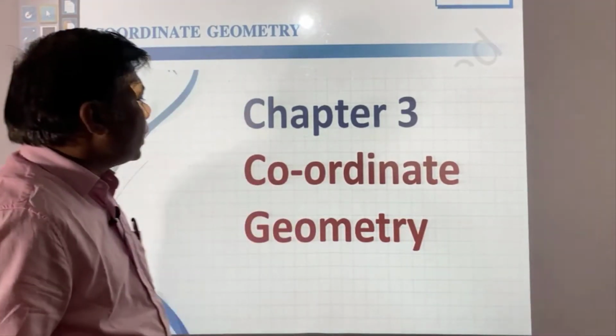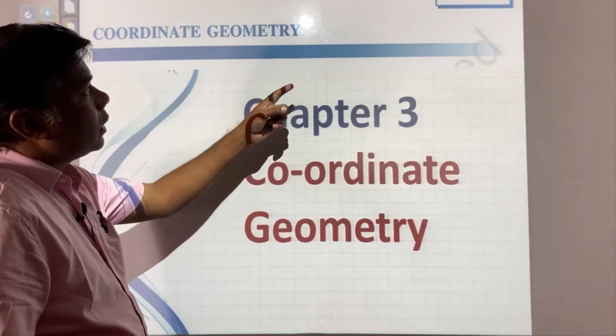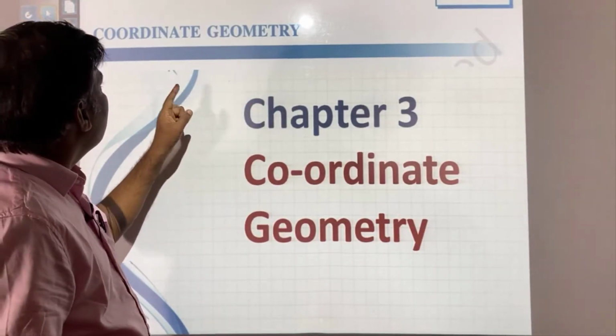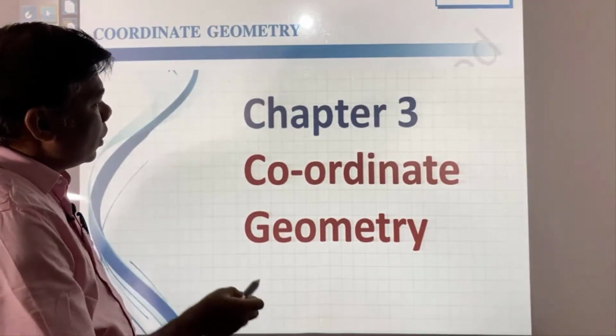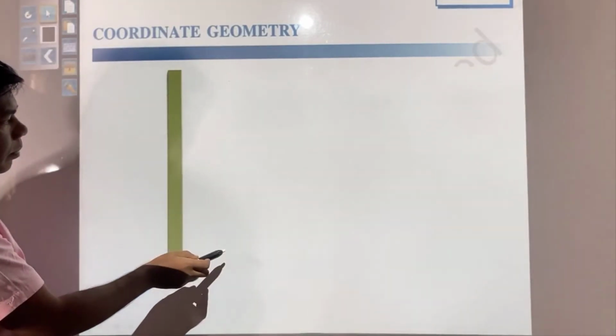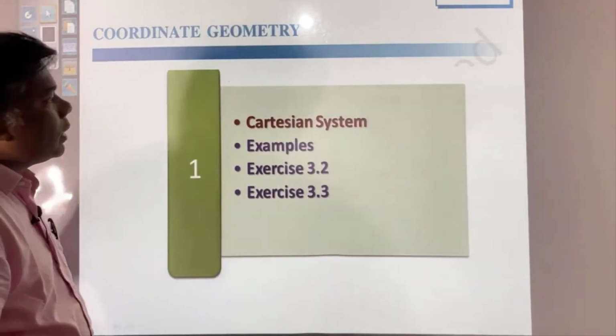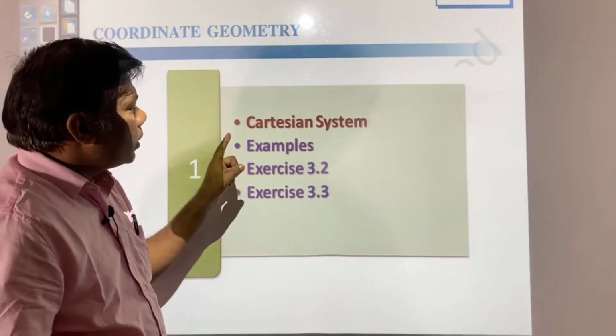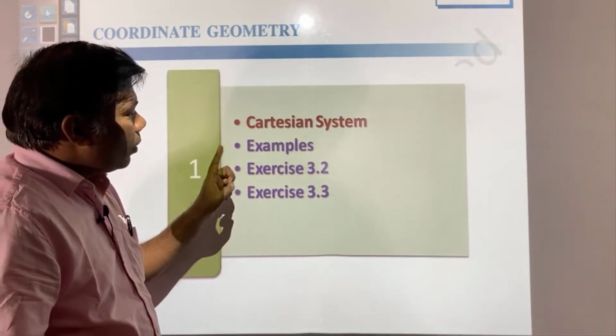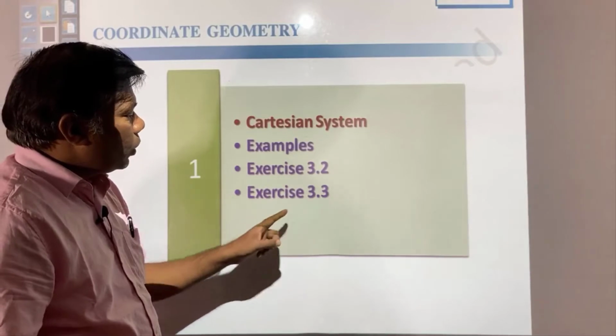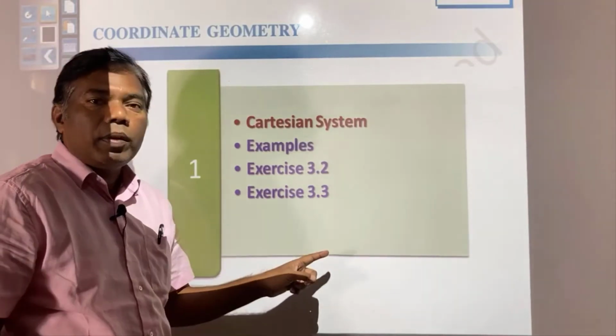Today we are going to start chapter 3, which was left: coordinate geometry. In this class we will see the Cartesian system, some examples, and we will try to complete exercise 3.2 and exercise 3.3 from NCERT.